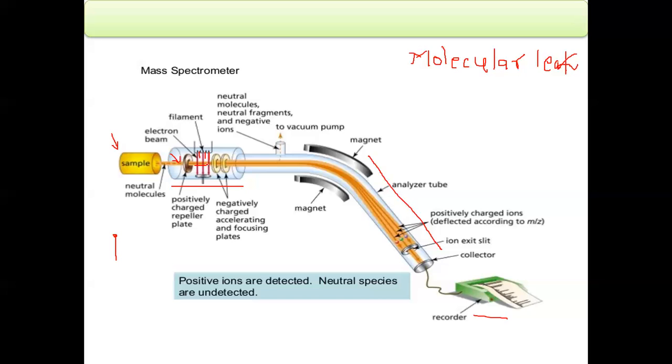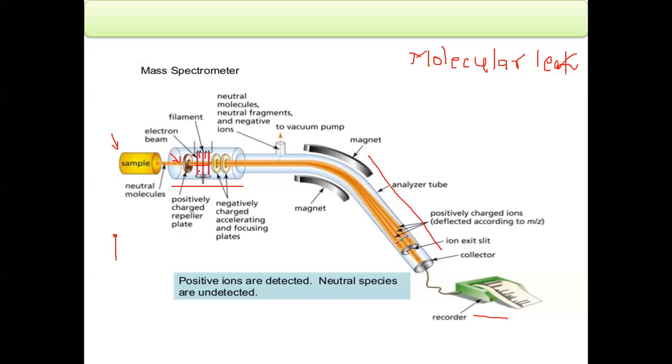The ionized sample is then accelerated in the forward direction through these negatively charged accelerating plates. A high potential difference is applied across these plates, and as they have negative potential, the ions are accelerated through these accelerating plates. One plate is the repeller plate, which is a positively charged plate.